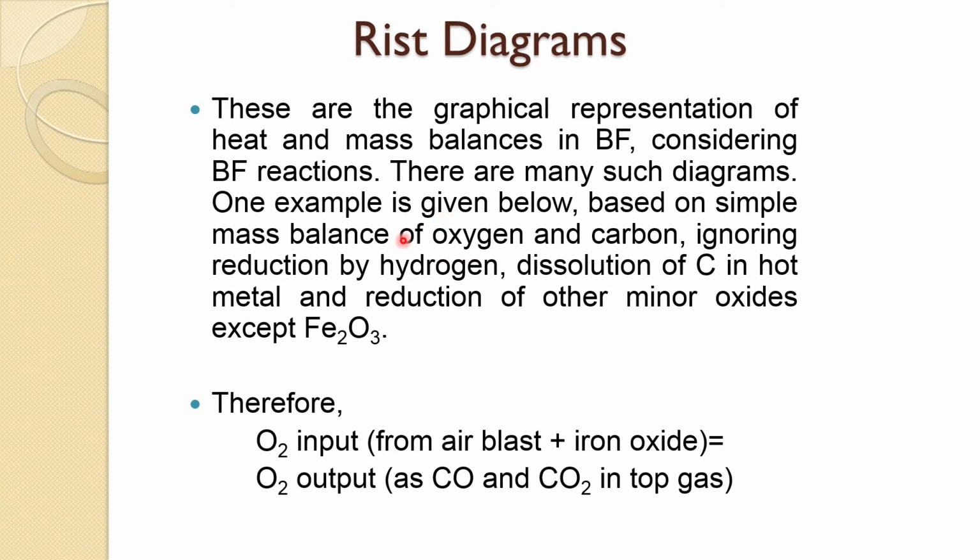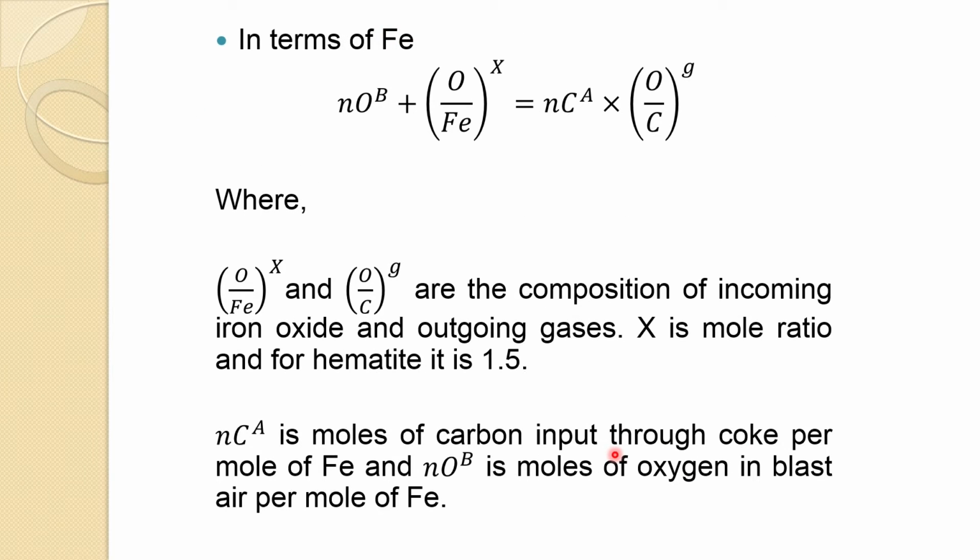But how does it work? That is what is shown here in a simple way. Oxygen input is mostly from the air blast and from the iron oxide you are feeding in, and output is mostly in CO and CO2 in the top gas which is going out. So, if we do this in terms of iron, we have the oxygen associated with the oxide and the oxygen in the blast air, and the oxygen which is going out associated with the CO2 and CO, and this is the number of moles of carbon being input.